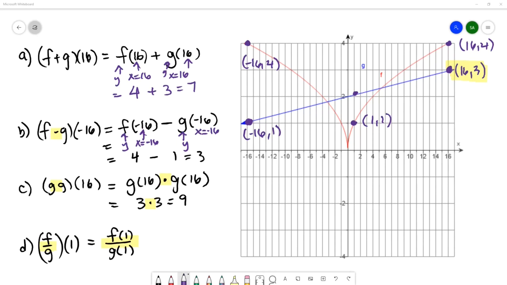Okay, so what I've noticed here is I wrote the problem wrong. I wrote this as f over g of 1. It should have been f over g of 16. So let me make that correction.